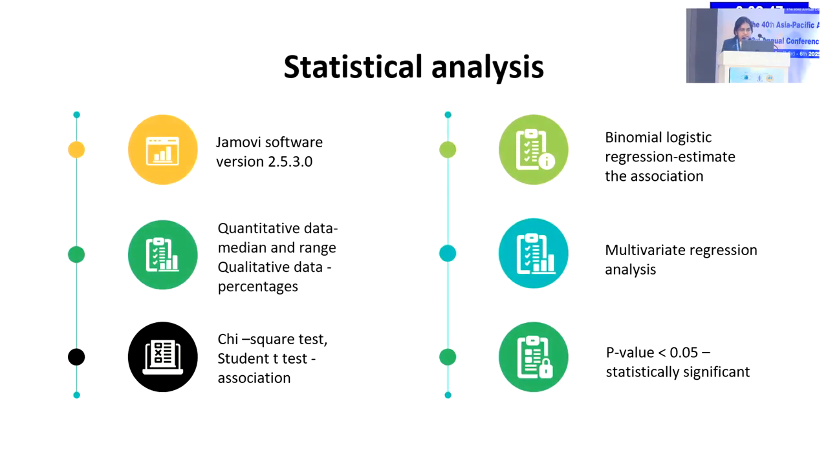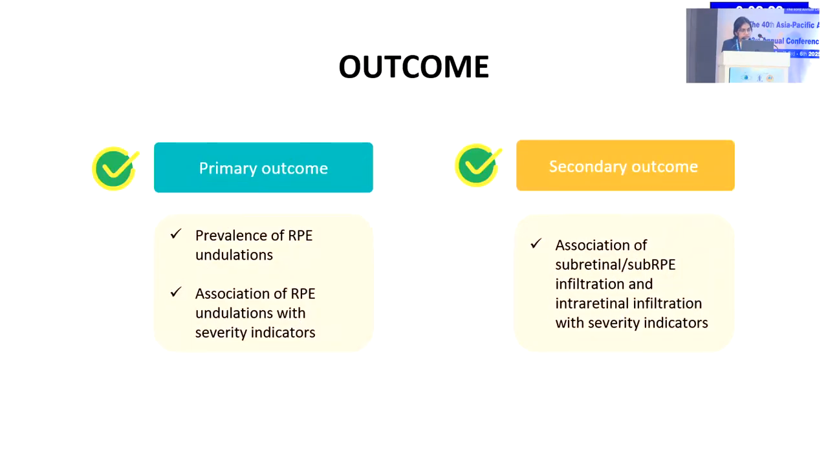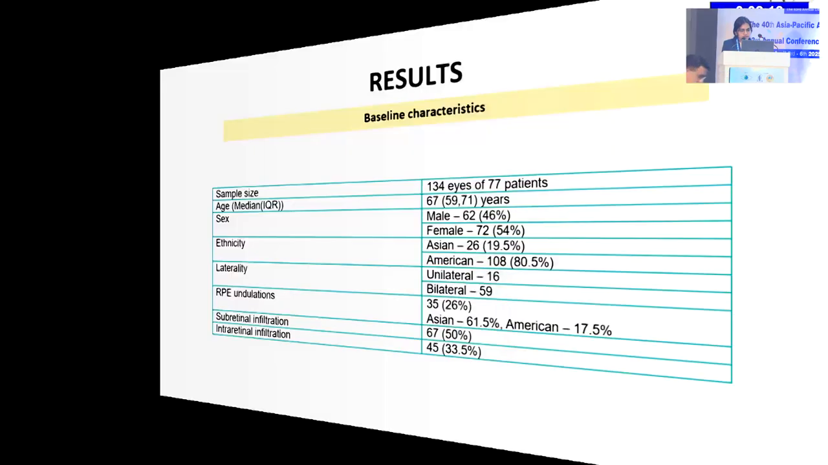The statistical analysis was done using Jamovi software version 2.5.3.0. The initial association was assessed using chi-square test and student t-test, and then the association was estimated through regression analysis, and a p-value of less than 0.05 was considered statistically significant. The primary outcome was the prevalence of RPE undulation and its association with the severity indicators. The secondary outcome was the association of other OCT biomarkers with the severity indicators.